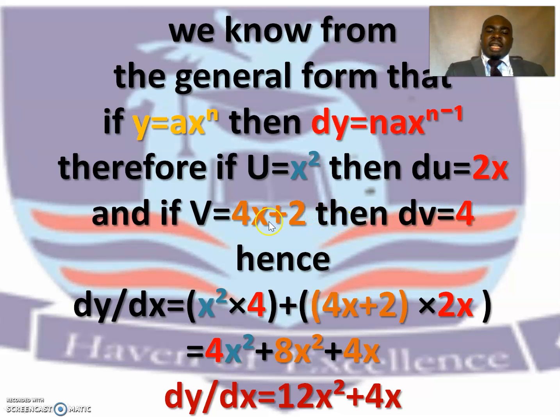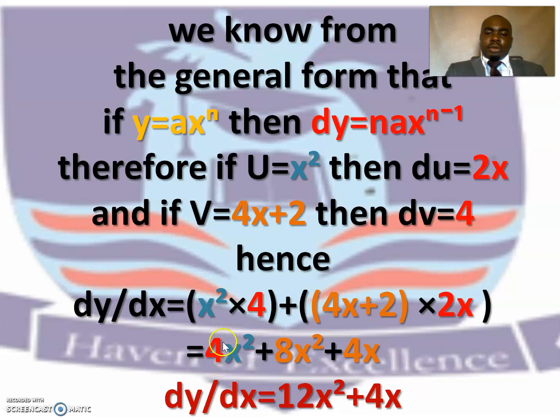So dv in this case is going to be 4. So our dy/dx is going to be u multiplied by dv, that is x squared multiplying 4, and then we are going to have v multiplying du. So added to 4x plus 2 multiplying du, 2x. We can now expand it.